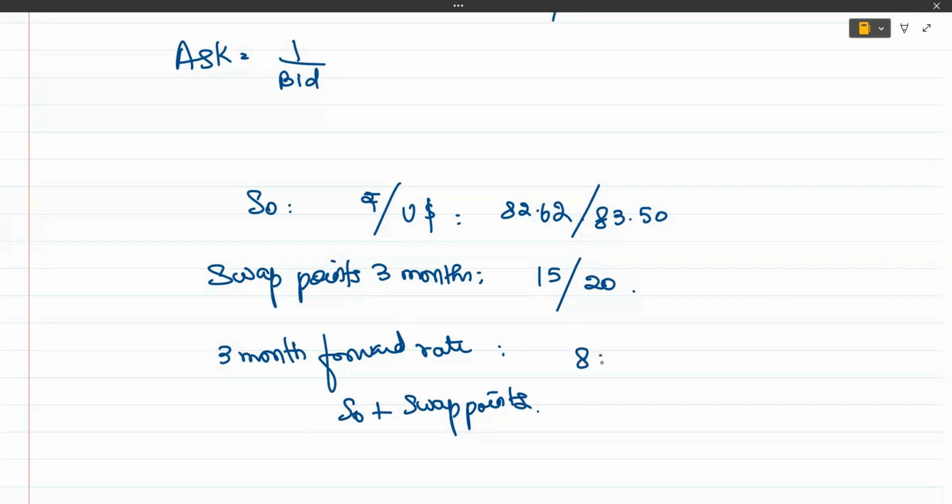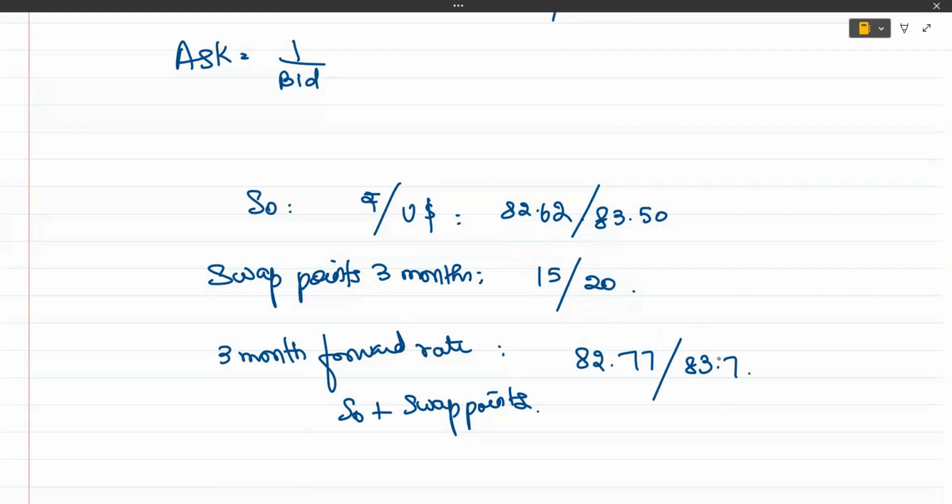So it is 82.62 plus 0.15. 15 is not added to the whole number; 15 will be added to the decimal. So, it is 82.62 plus 0.15, which is 82.77, slash 83.50 plus 0.2, which is 83.70. The swap points will be added to the decimal value and not to the whole number. Here the swap points are in ascending order.